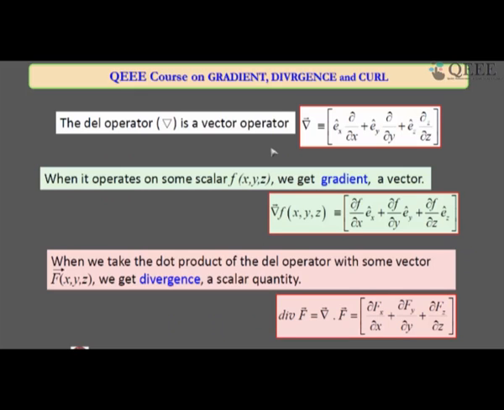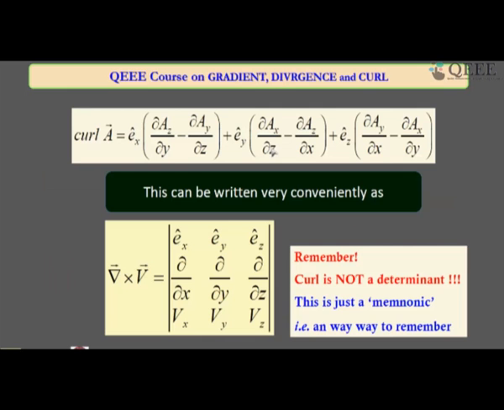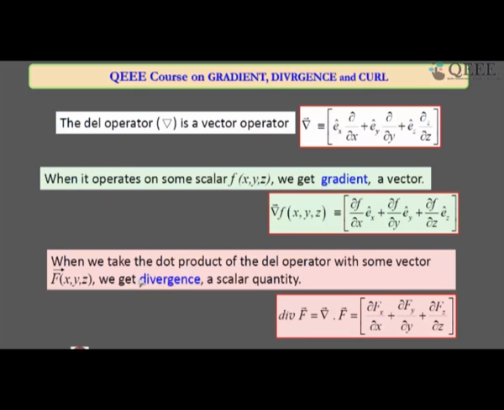Now it is time to go back and look at what we have been doing, because the same operator del has appeared here. I just now said this is curl. So curl appears, the gradient, the del operator appears again. So it is time to put everything together in one unit so that there is absolutely no confusion.